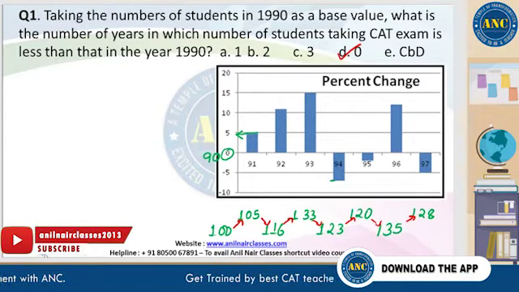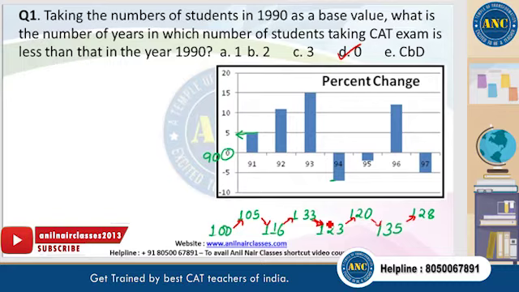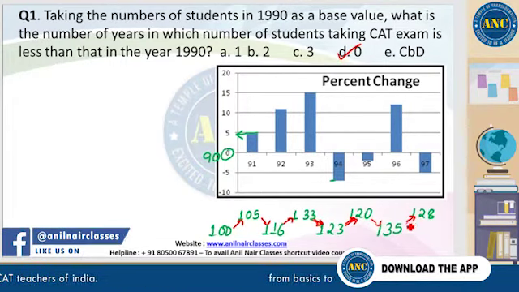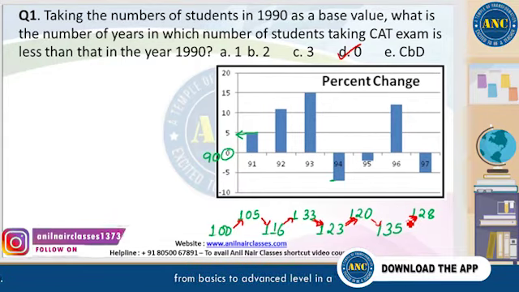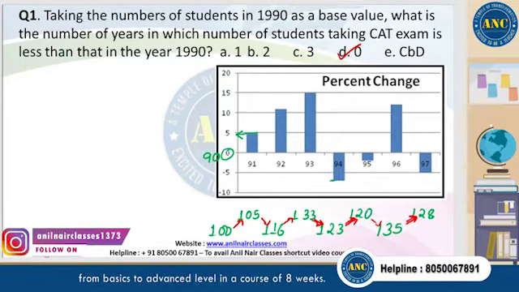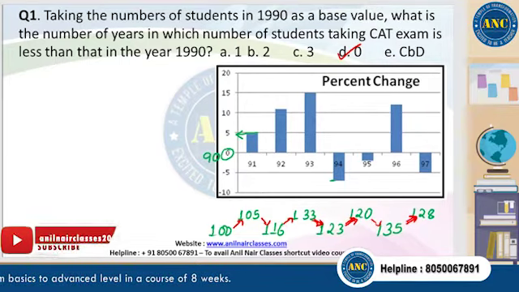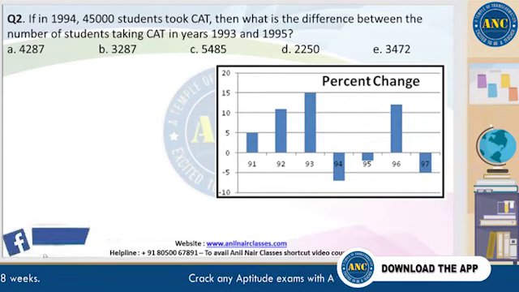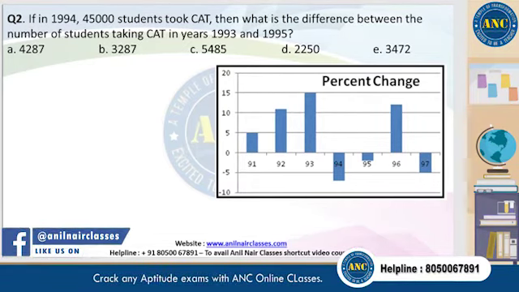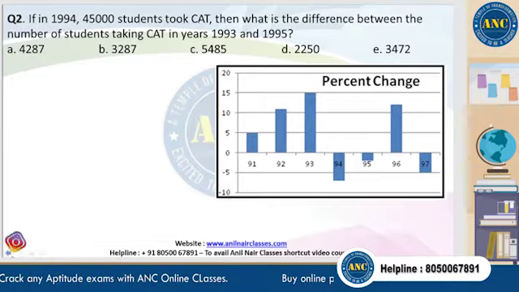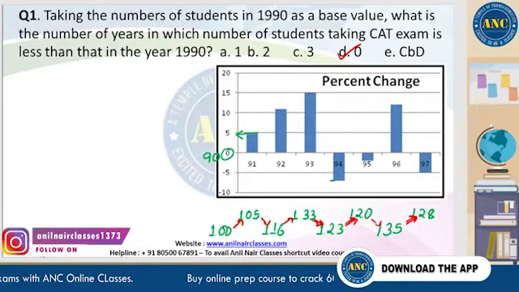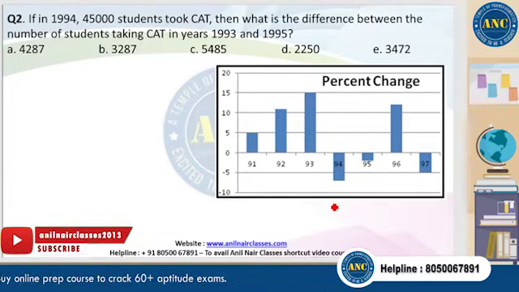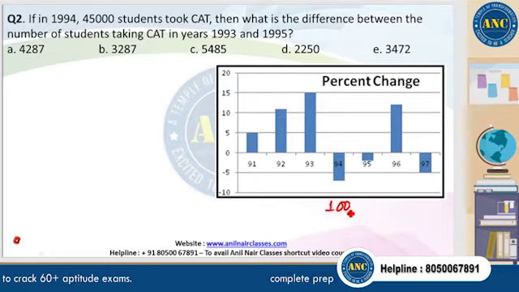Compared to the previous year, it's fallen. For example, here there's a fall, or here there's a fall, but that does not necessarily mean that the total number of students in that particular year is less than 1990. Are we good, right? Let's go to the next question. Simple one on data interpretation, right? In 1994, 45,000 students took CAT. Now, for this question, we can assume that in the year 94, there are 100 students, right?